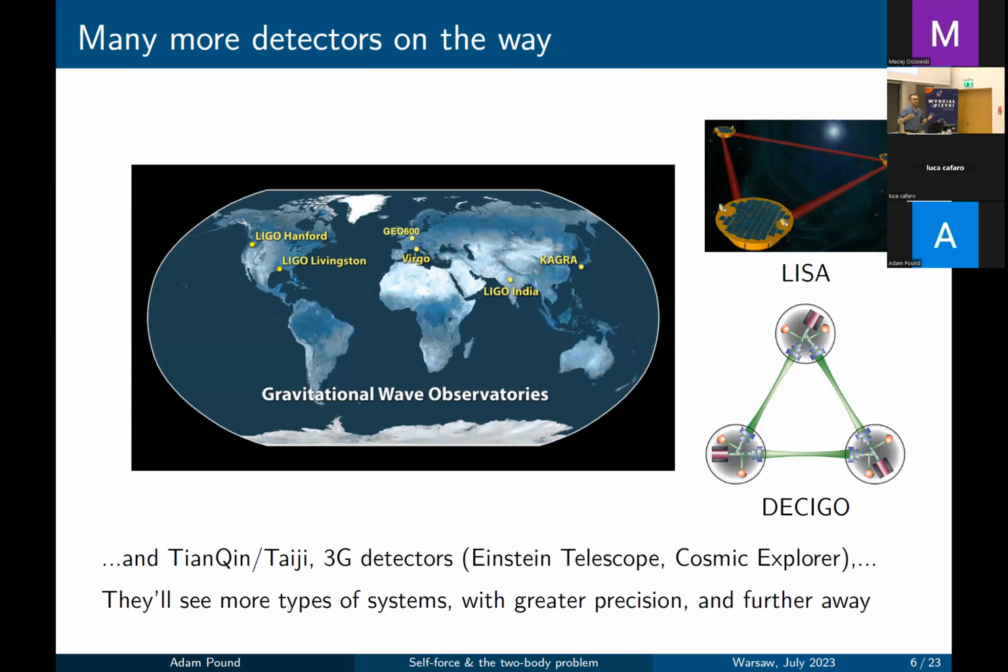So once we have this much bigger array of detectors, we're going to see much more. First off, we're going to see a lot more signals, but more importantly, a much wider variety of signals, different kinds of systems.